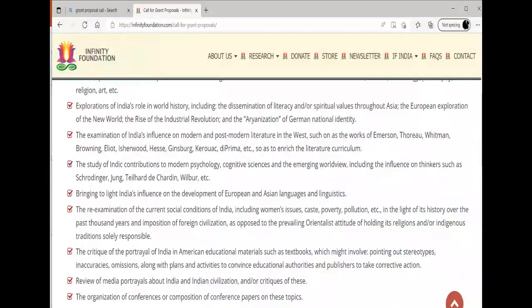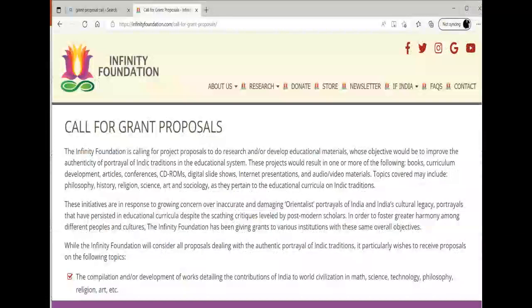And then, sorry, I'm just going to go back a little bit. And then they say that while the foundation will consider all proposals dealing with the authentic portrayal of Indic traditions more broadly, in particular, the foundation is interested in the following. And here again, you can see it's quite broad. So you may find your voice in one of these subtopics. So which one speaks to you? You zoom in on that, and then you develop it as part of your research proposal.